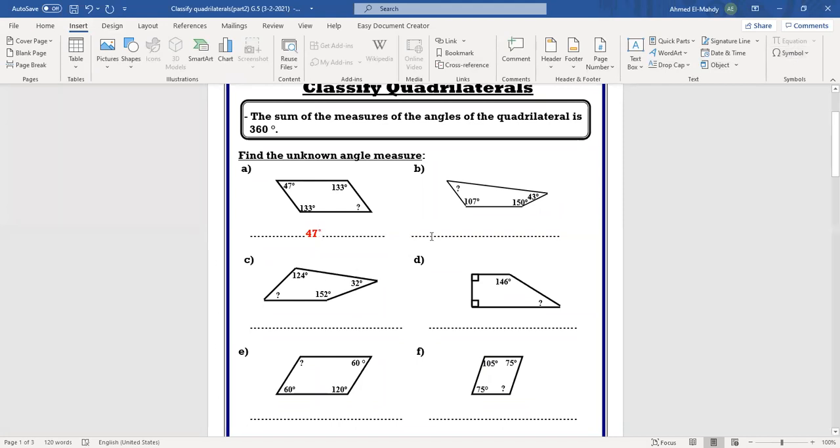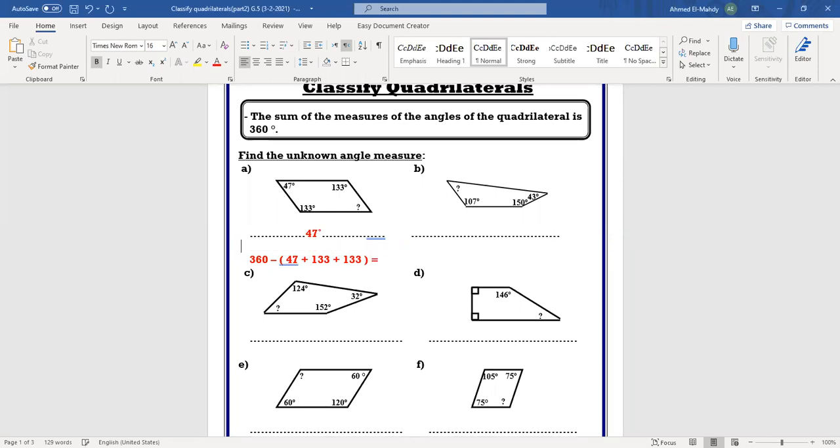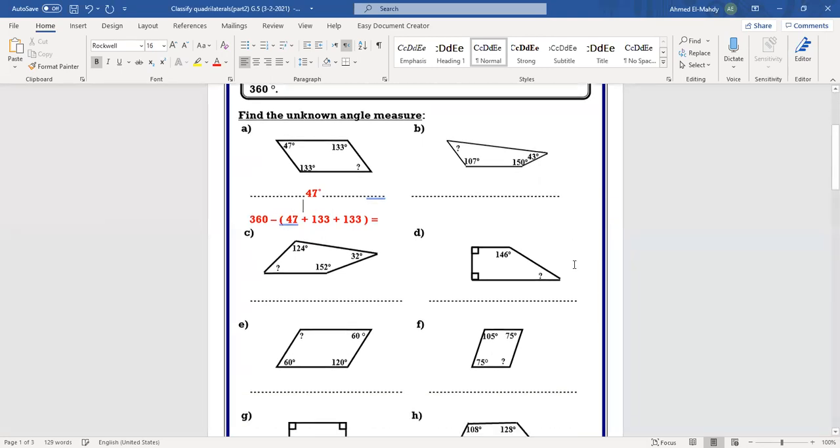But if you do not remember this property, what will you do? We can subtract. Yes, Yasin, tell me: 360 minus 47 plus 133 plus 133. Of course, we start to add firstly 47 plus 133 plus 133. We can do it down here.